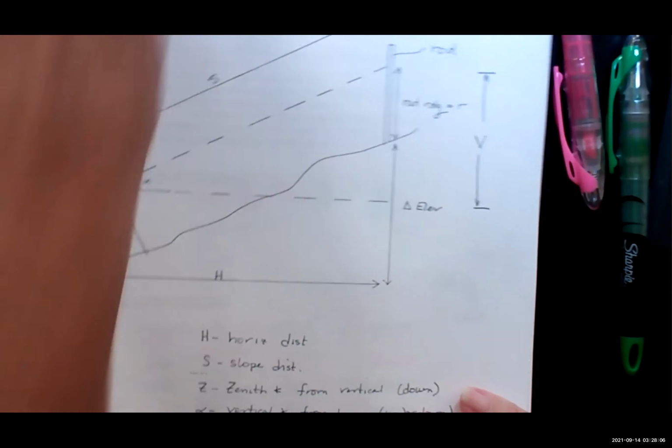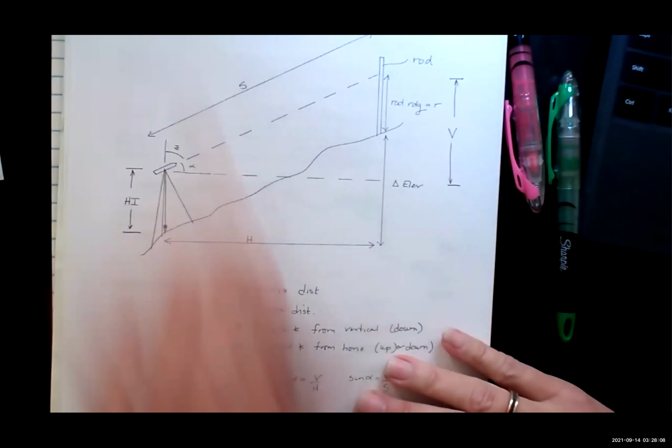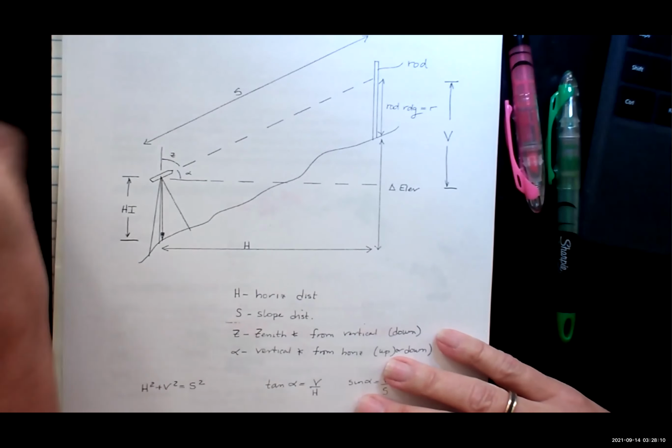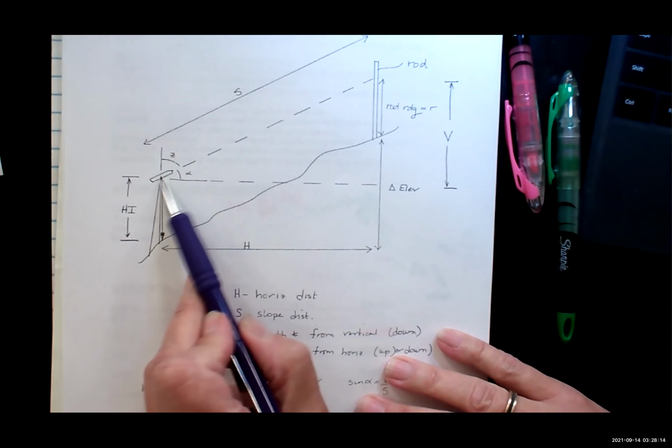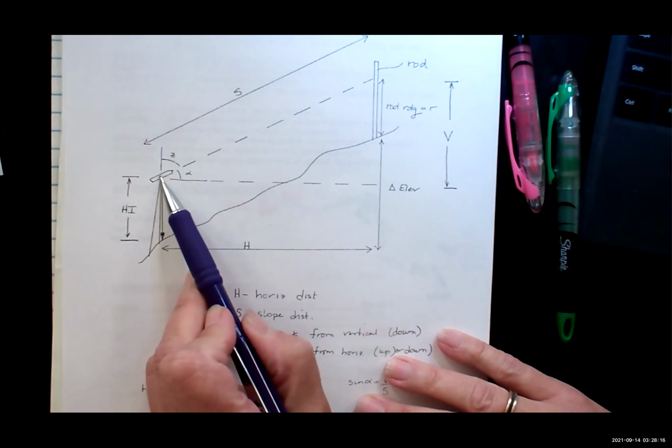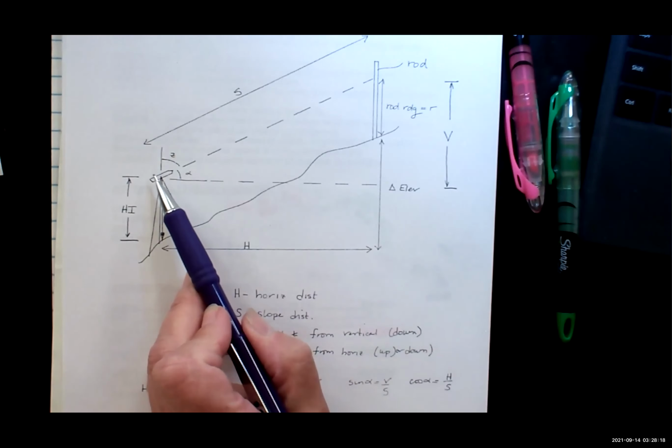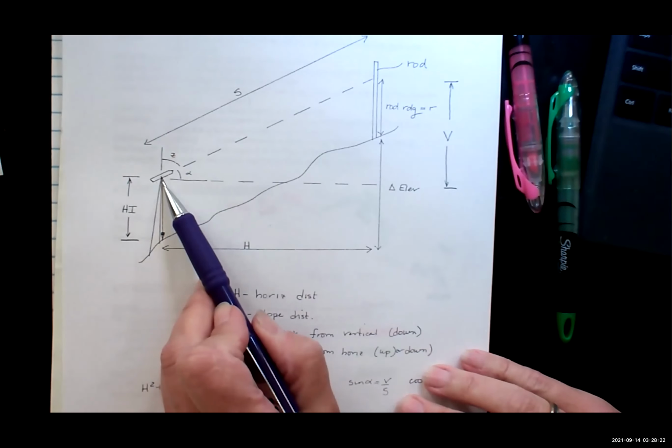I just wanted to show this just as a reminder. We're not doing trigonometric leveling, but remember, this isn't a level, right? How come this can't be a level? Well, a level doesn't go like that. It doesn't tip up. This is either a transit, a theodolite, or a total station.